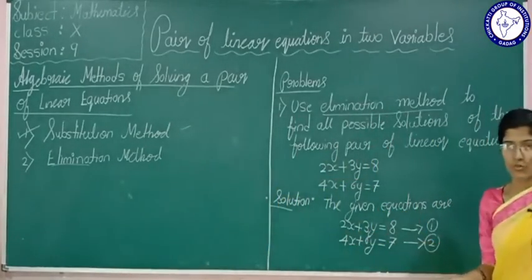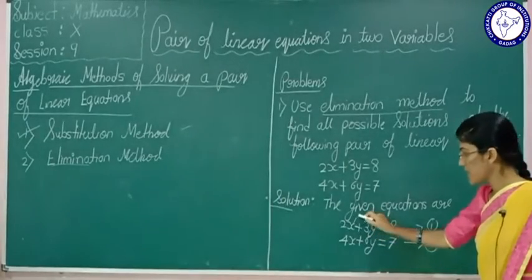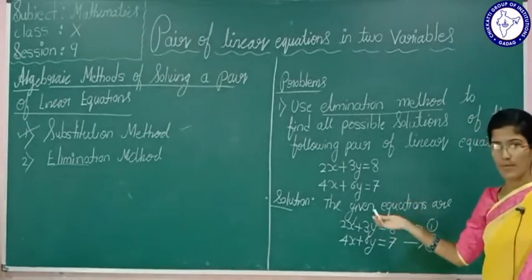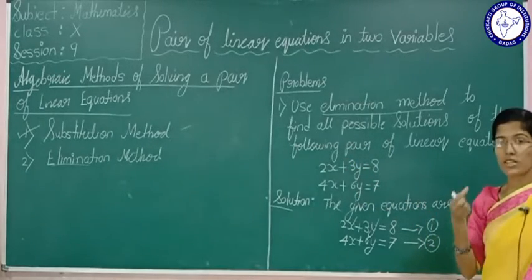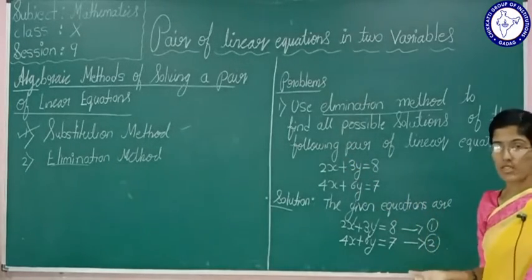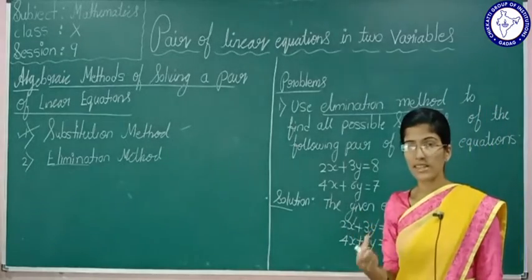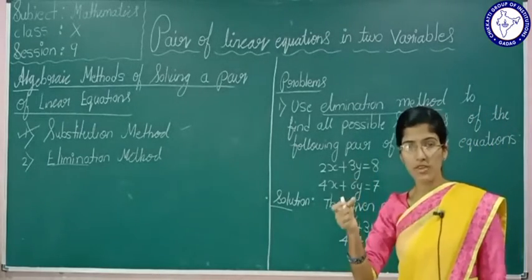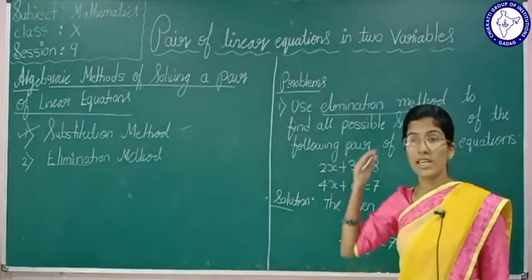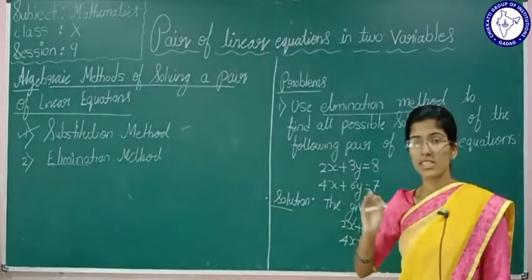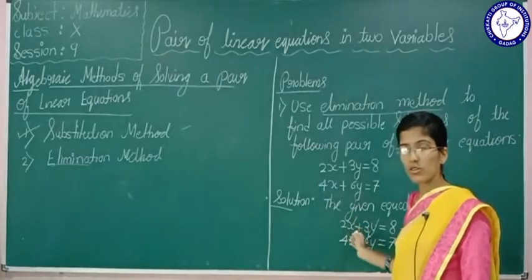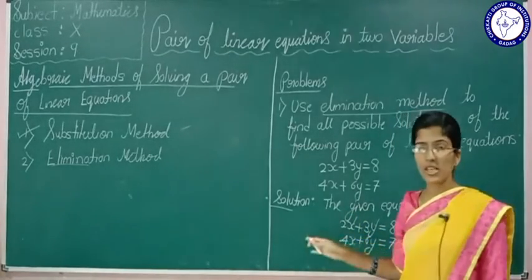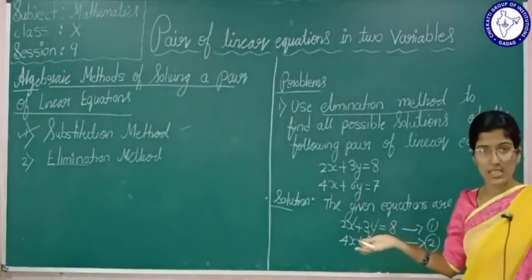Now see students, it depends on you whether you want to eliminate x or y. How did we do it in the substitution method? It was your convenience, how you felt convenient, you would express x in terms of y or y in terms of x. In this elimination method, it is left to you whether you want to eliminate x or y. Now see how to eliminate x or y.